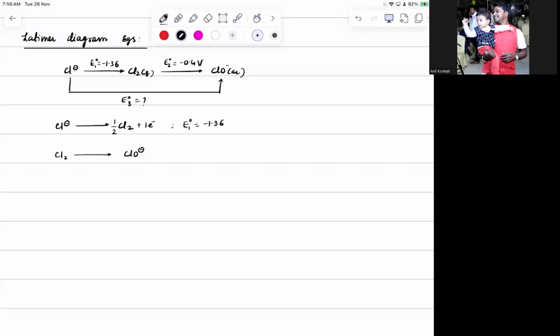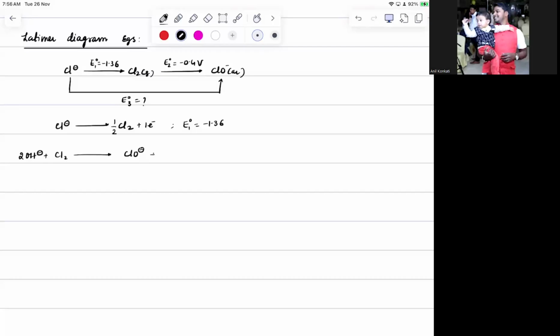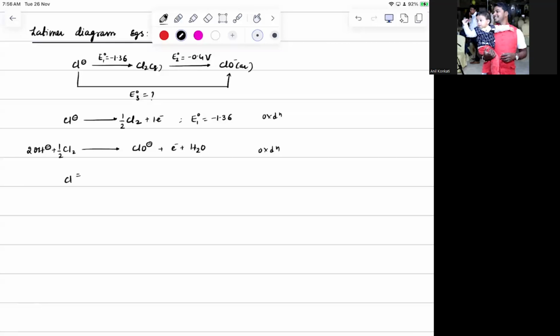So this reaction would be something like this. Some OH minus must have been added, although OH minus is not a part of redox. So that plus one electron plus H2O. Then it all makes sense. Why? Because for Cl2, if you put this as half here, one chlorine is at zero oxidation state, and here one chlorine is at plus one oxidation state. So one electron has been lost. So this is also an oxidation reaction, and the third one is also oxidation. So Cl minus is directly converting into ClO minus.